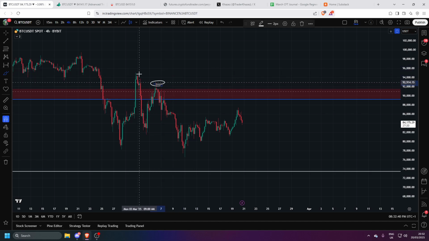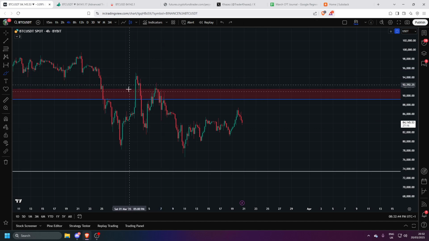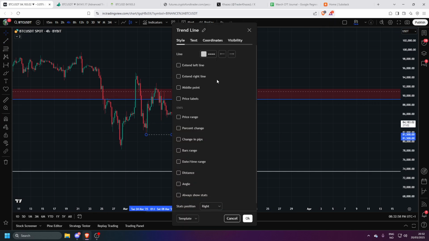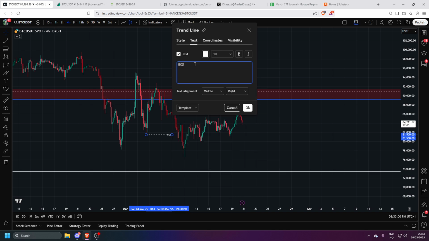Price didn't take out this high, but we came into this level, right? So price was moving like this. Oh my God, we're going up, right? Oh, we made a higher low, but here we created a lower high, and then we broke this level. So right here, we broke the structure to the downside again. So I'm gonna call this my break of structure.